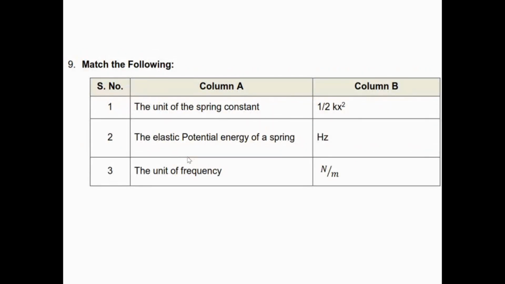Match the following. So you have to read and then choose the correct answer here. The unit of the spring constant, what is the unit? The unit for the spring constant is Newton per meter. So the answer for the first question is here. The elastic potential energy of the spring is given by the relation half k x square, and that answer is here. So the answer for the second one is this one.